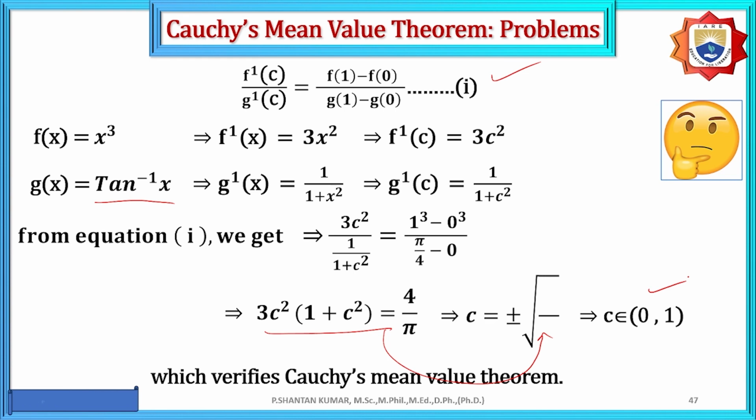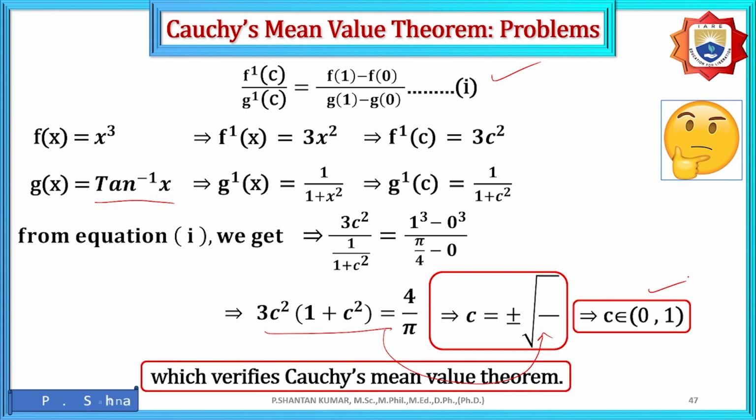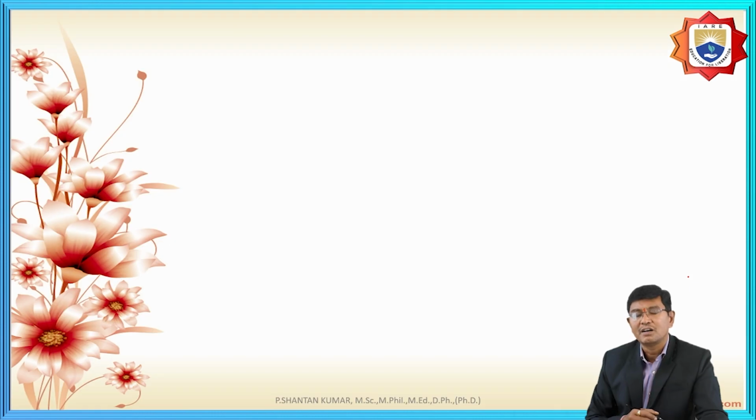Why? Because all the conditions are satisfied. One, the two functions are continuous on the closed interval, and two, the functions are derivable on the open interval. Then there exists c belongs to (a, b) such that f dash of c by g dash of c is equal to f of b minus f of a by g of b minus g of a. These are the conditions. These are the three theorems under the mean value theorem we discussed clearly.